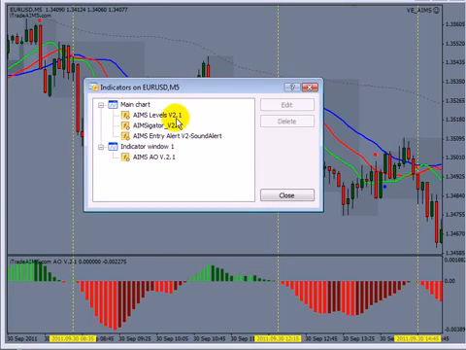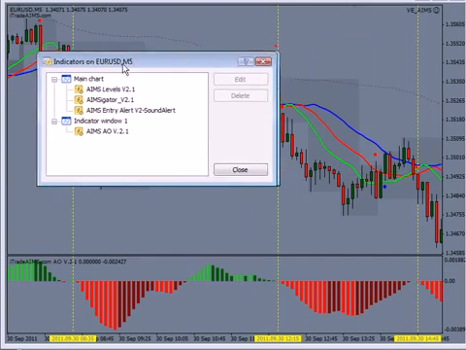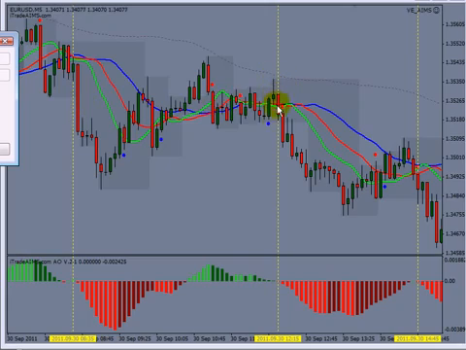We have AIMS level, AIMS indicator, AIMS entry alert, and AIMS AO. Okay, AIMS levels is the gray shaded area. The gray shaded area is based on a fractal indicator, Bill Williams fractal. A fractal is basically a formation of candles in which, whenever you have 5 candles and the middle one has the highest high, or the middle one has the lowest low, you have these fractals printed.